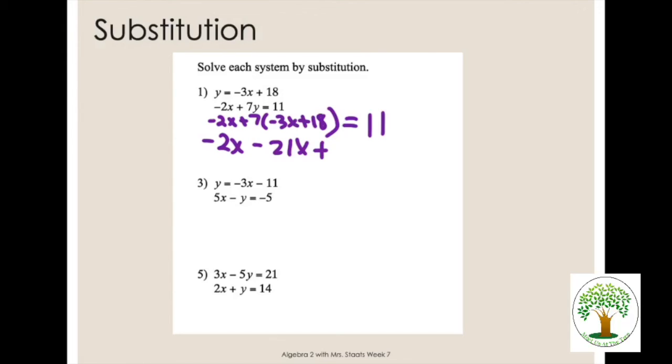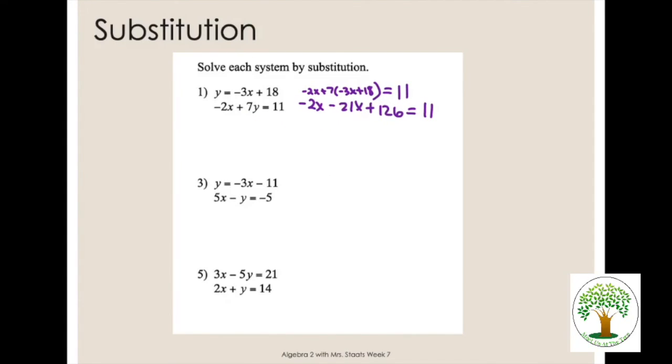What's 7 times 18, guys? 126. Yes, 126. And 11. And then I'm going to bring those together. And I'll have negative 23. I got x equals 5. What's 11 minus 126? Negative 115. I added the 11 over to the other side and added the negative 115. Yes, it is. Okay.